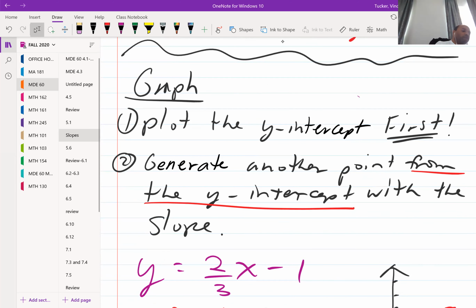So if we want to graph using our slopes, you're going to plot the y-intercept first, then we'll generate another point from the y-intercept with the slope. So once again, it's not a point, so you don't go to the origin. You actually go to a point that's on the line. The point that we notice on the line is the y-intercept. So we go to the y-intercept and generate another point.